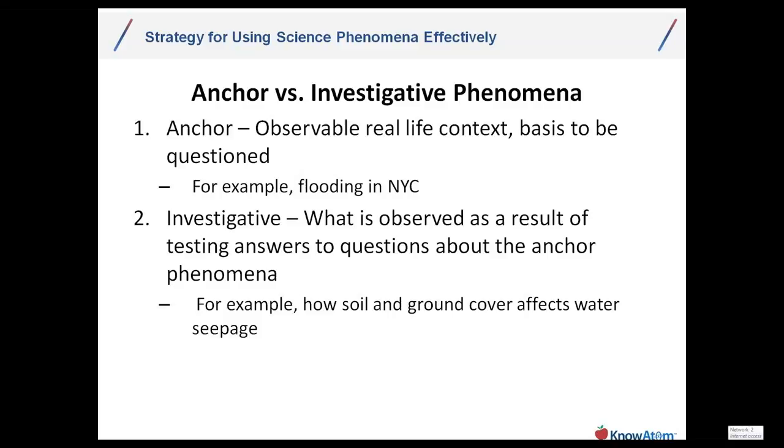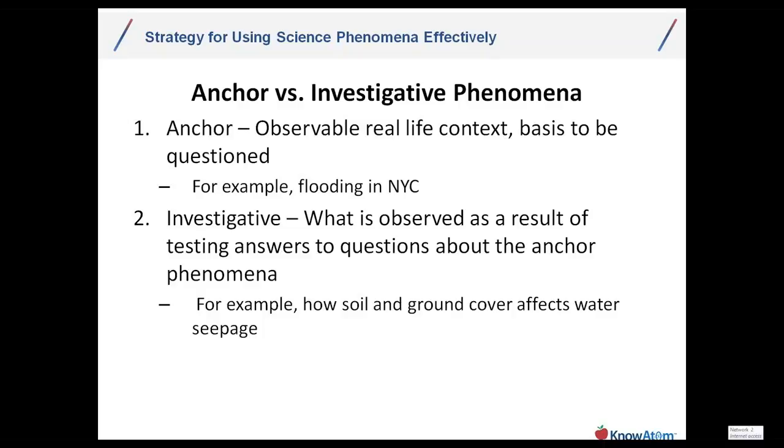So the anchor phenomena is that observable real-life context that's broader, and it's the basis of the question, or the basis of the problem to be solved. And it's very complex. Okay, it's something that we can't just solve or answer with a single experiment or a single prototype. An example of that might be flooding in New York City. There are many reasons that New York City could experience flooding, but that gives us a frame for the lesson. We'll go into that a little bit more in a second.